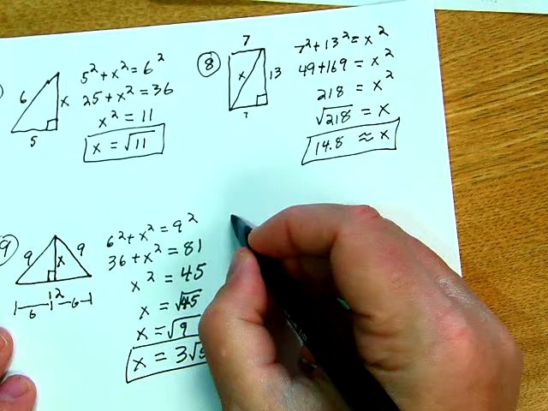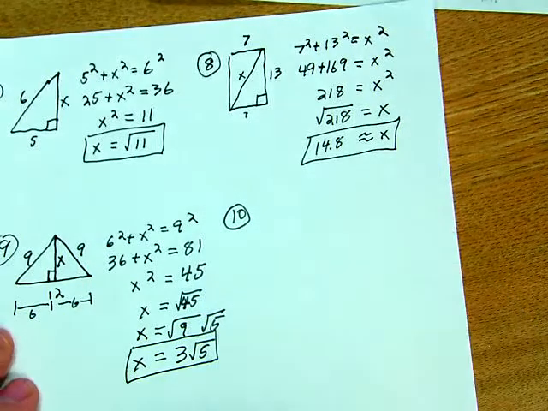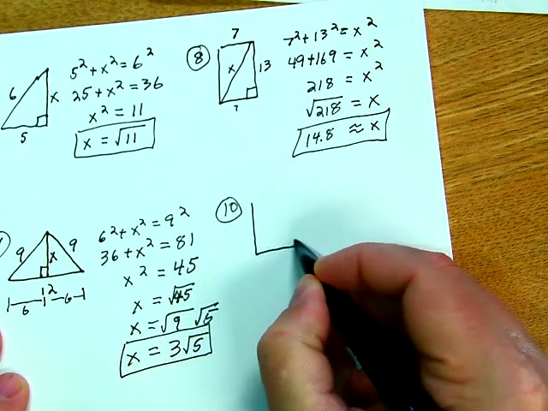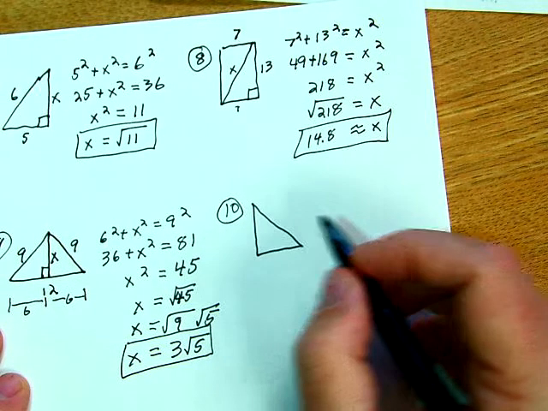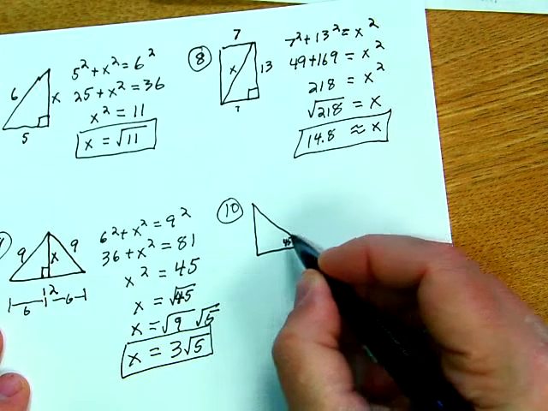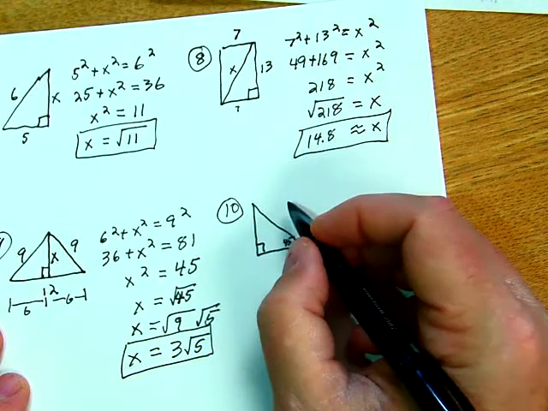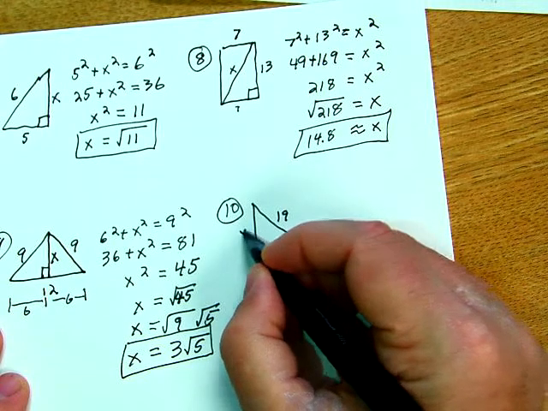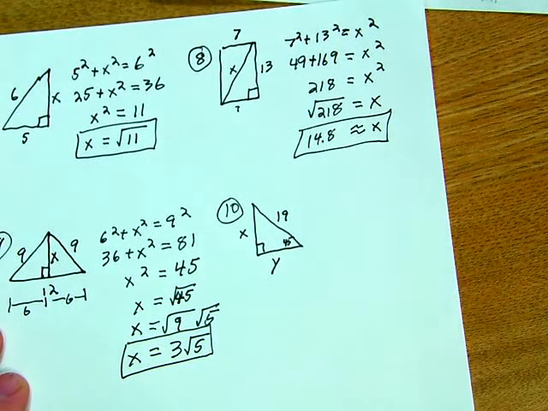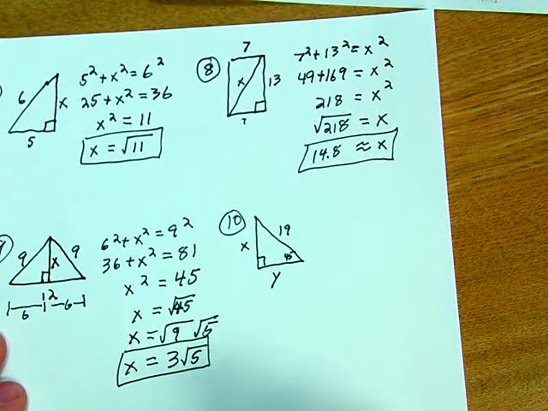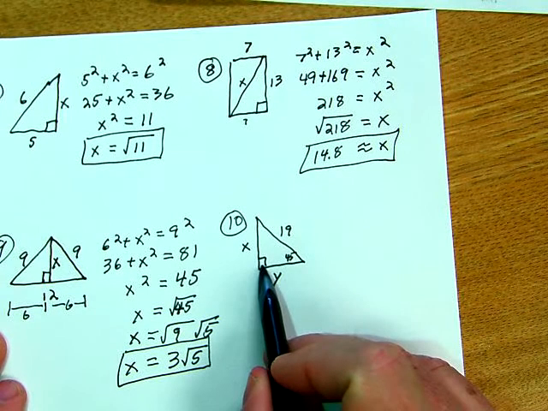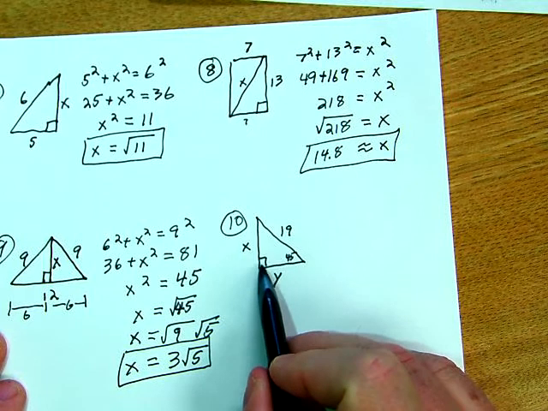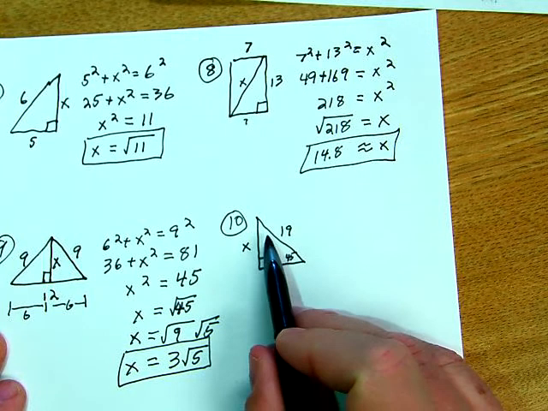Let's try number 10. Number 10, another right triangle. This one, it's not well drawn, but that's 45. This is right. That is 19. And that is x, and that is y. The very first thing you notice is that if we have 90 here and 45 here, then this is 45 also. So we have our special triangle, 90, 45, 45.